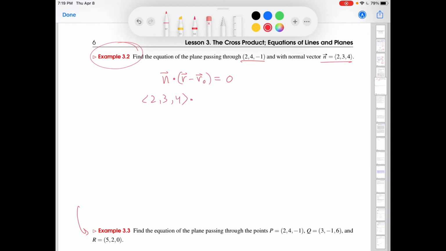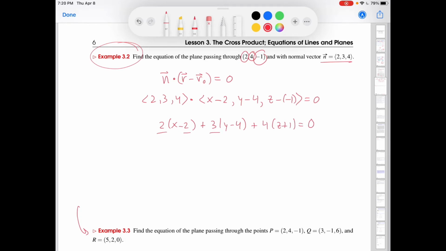And the r minus r sub 0 vector is x minus the x component of the point that you know is on the plane, y minus the y component of the point you know is on the plane, and then z minus the z component equals 0. And then we just calculate the dot product. 2 times x minus 2 plus 3 times y minus 4 plus 4 times z plus 1 equals 0.